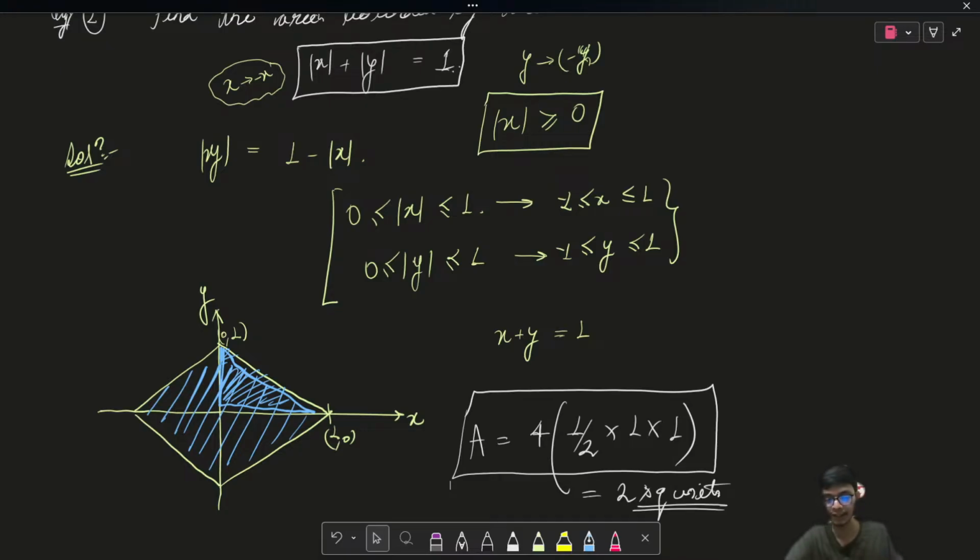Try to understand this question and then we will proceed to the next problem. Just let me know in the live chat once you're done. Is this clear to all of you? Is this clear?